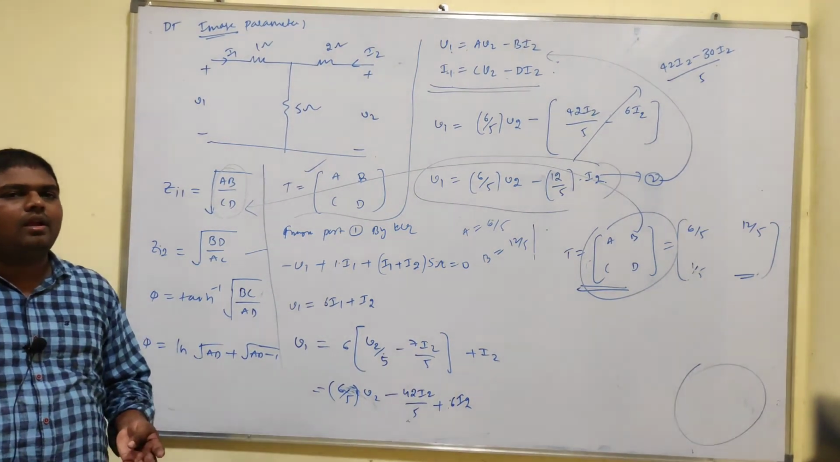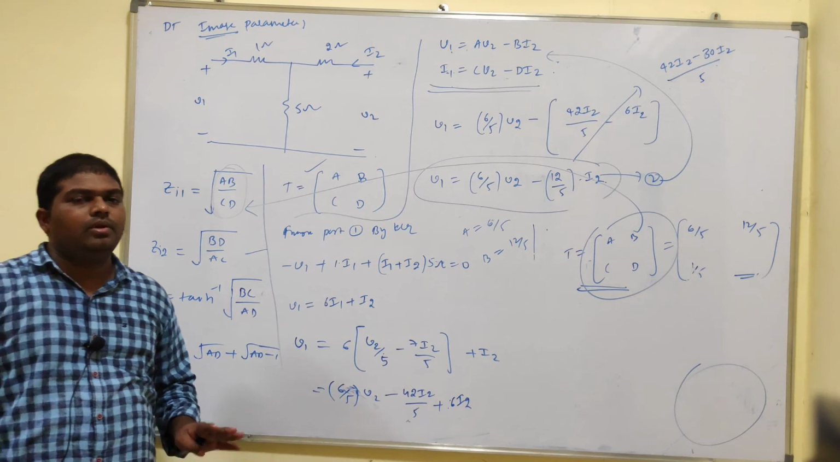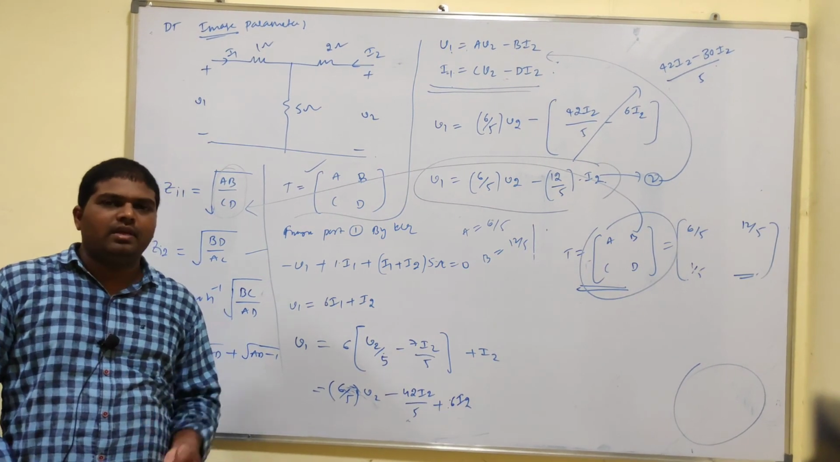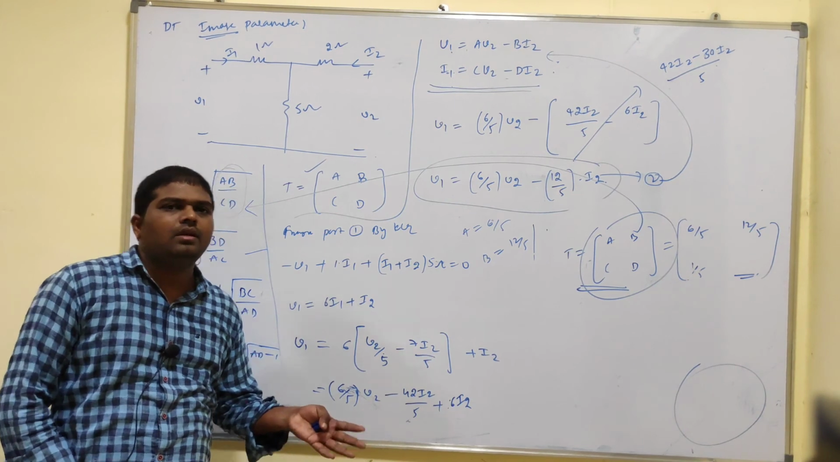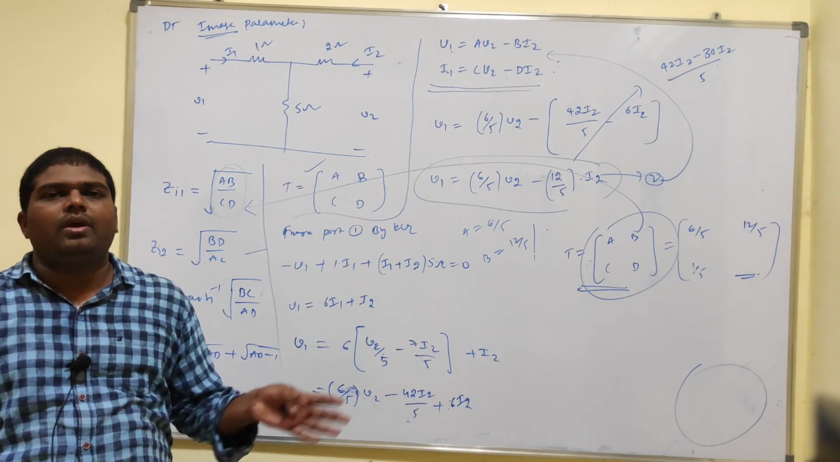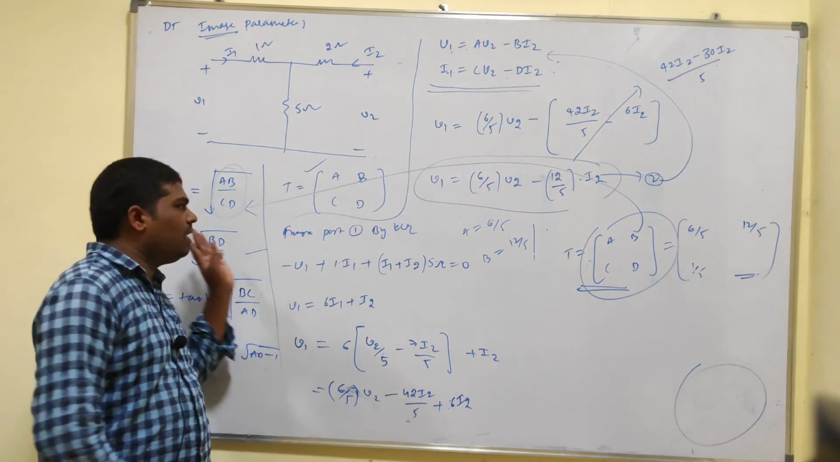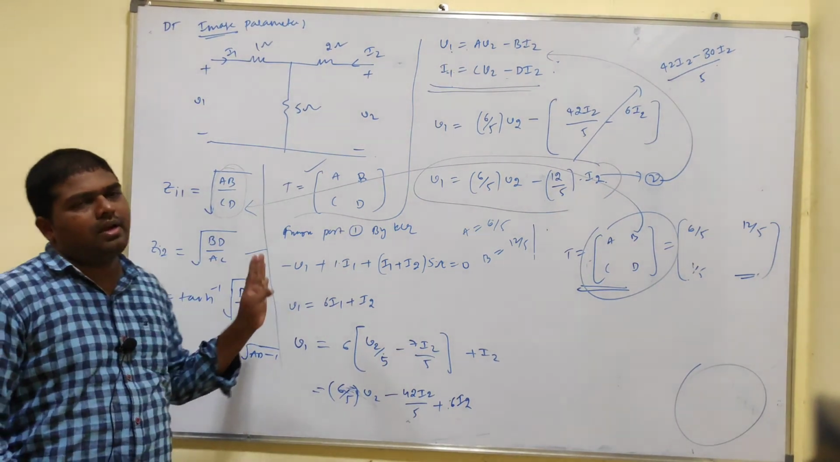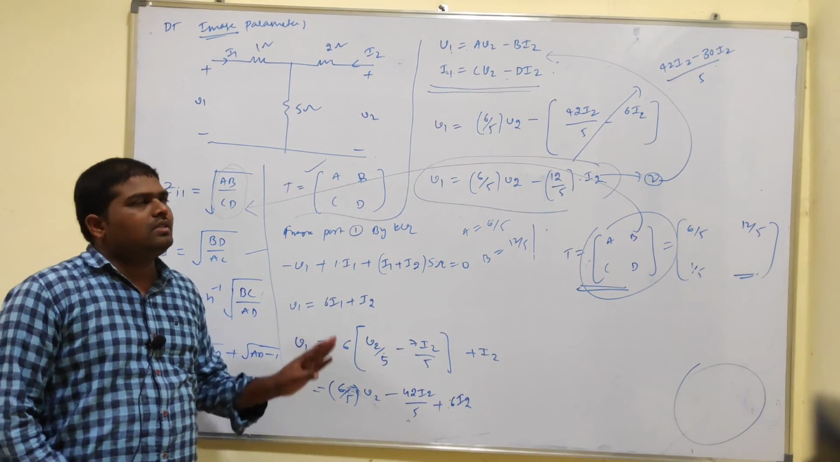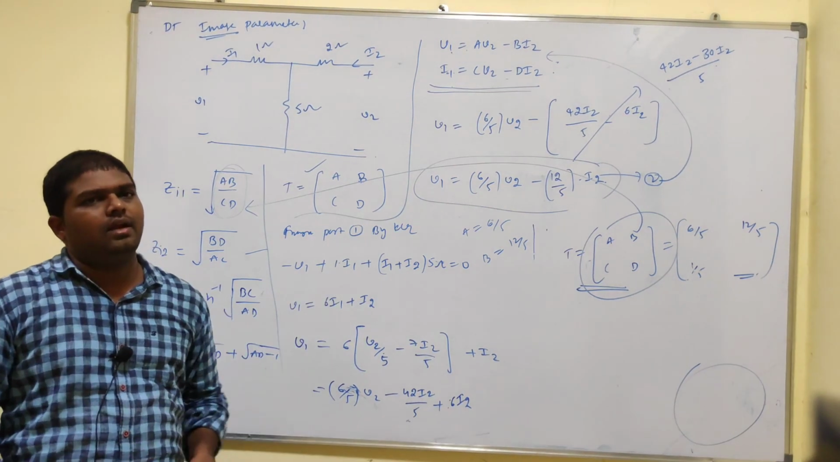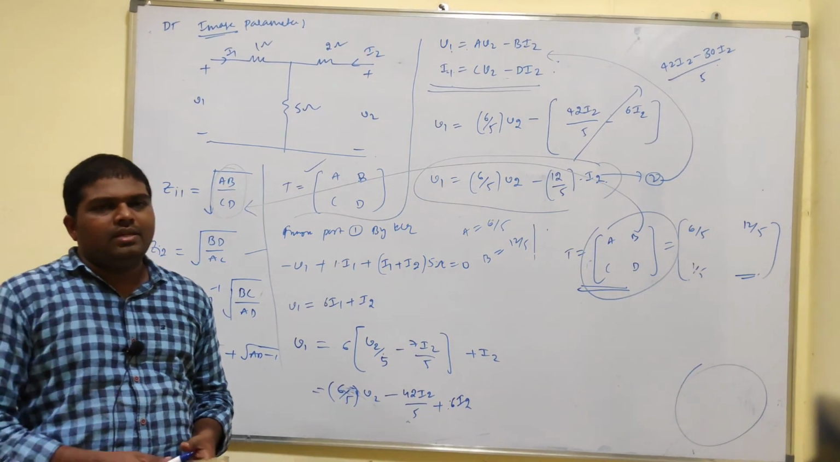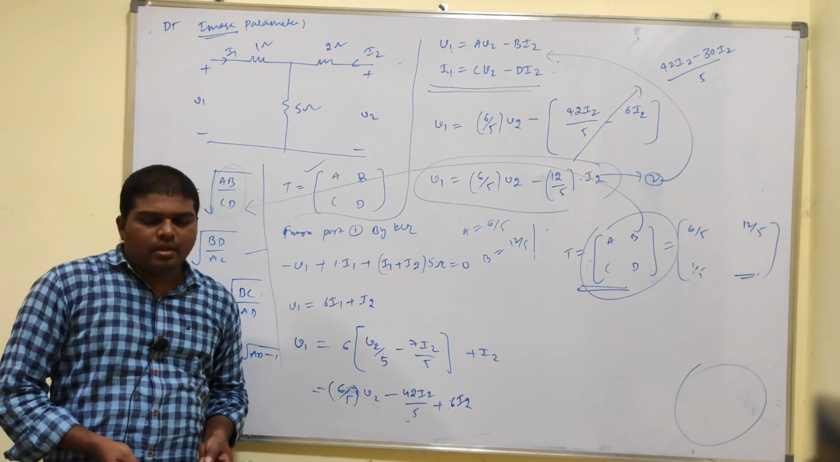If you are able to calculate T parameters directly, no problem. If not, go by some other parameters like Z and H, then convert into T, and substitute the values. You will get the answer. So this is image parameters, and one more concept is left, that is the ladder network. I will discuss that in the next class.